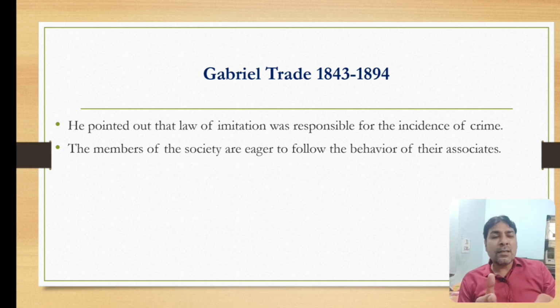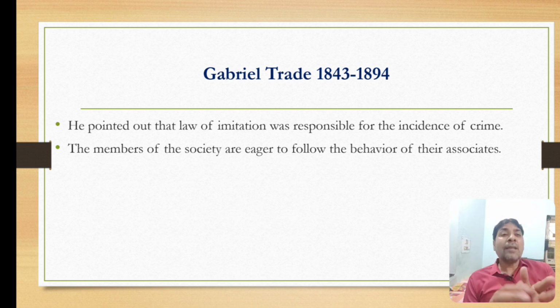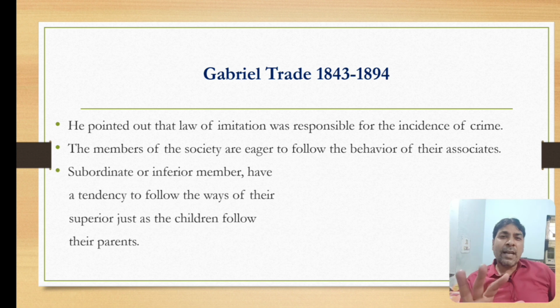It means the first offender copies the behavior of the habitual offender, and one day he will become a habitual offender. So what is the reason? The law of imitation, because the first offender is imitating the habitual offender, and that is one of the reasons behind the increasing ratio of crime. Subordinate or inferior members have a tendency to follow the ways of their superiors, just as children follow their parents.